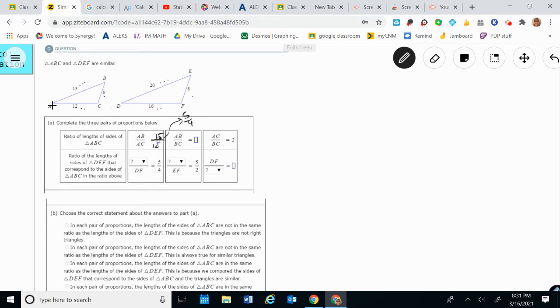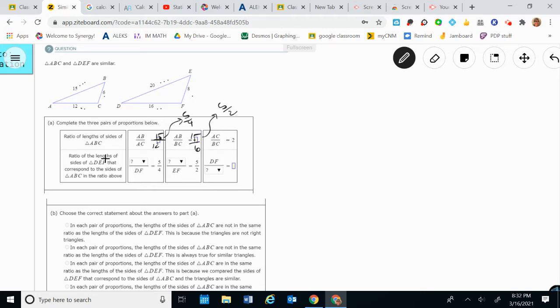Now look at AB to BC, which is 6. And that reduces to 5/2. And then AC to BC is 2. 12 divided by 6 is 2. So now we have the ratios of side to side. This is AB, large to small. This is large to medium, large to small. And this is medium to small.